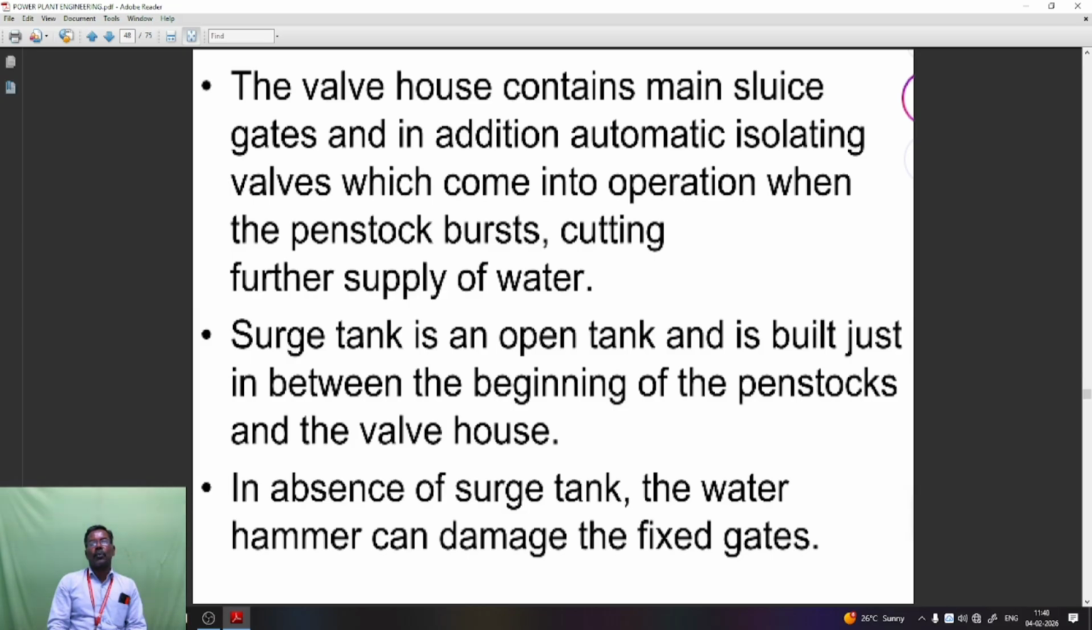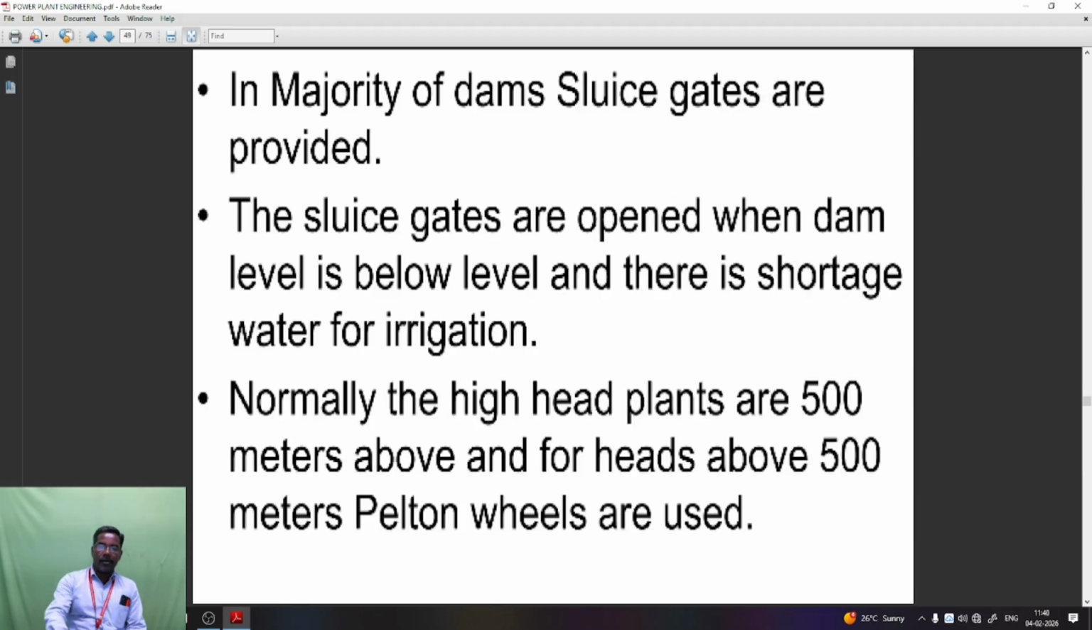Surge tank is an open tank and is built just in between the beginning of the penstocks and the valve house. In the absence of a surge tank, the water hammer can damage the fixed gates. In the majority of dams, sluice gates are provided. These sluice gates are opened when the dam level is below the level and there is a shortage of water for irrigation.